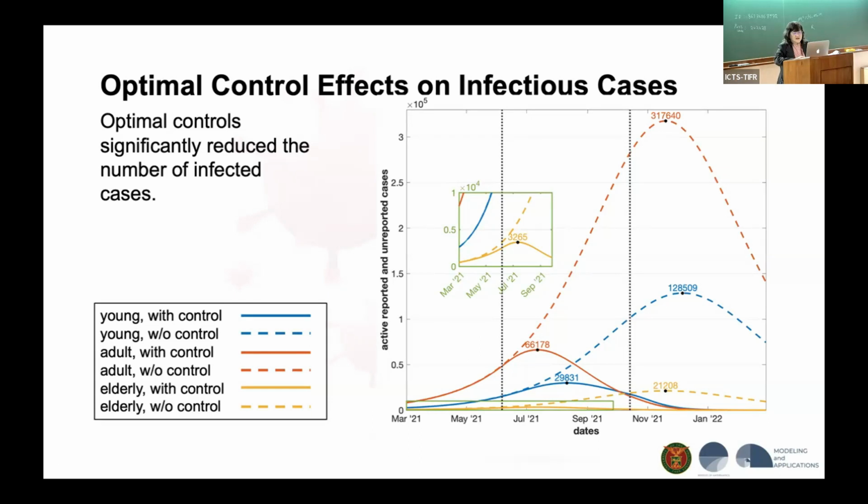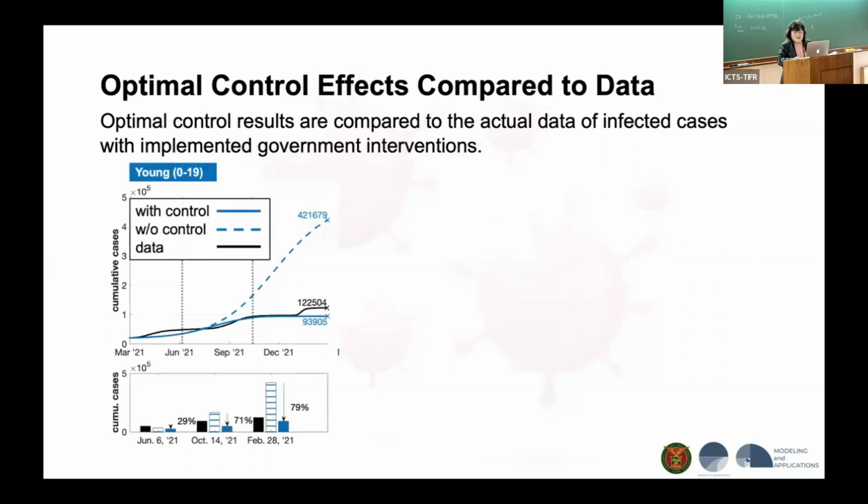And similarly for the young age group, without control, the peak is at 128,509, and then with control, the peak is around 29,831. And similarly for the elderly, without control, it reached 31,208, but with control, here is the window for that one, the peak is 3,265.